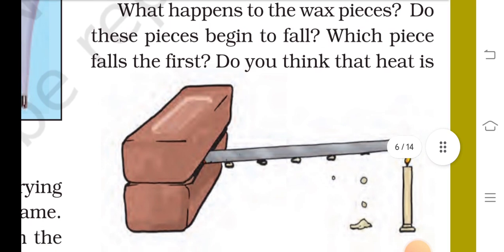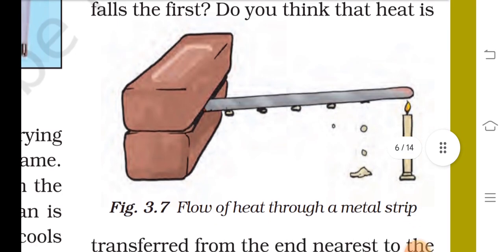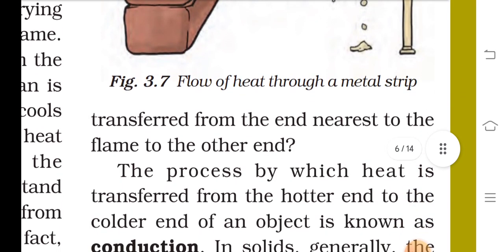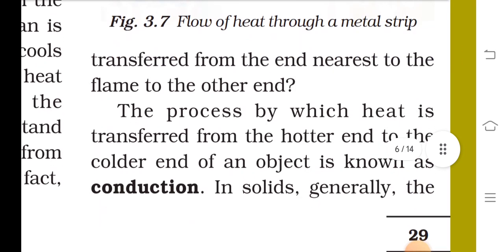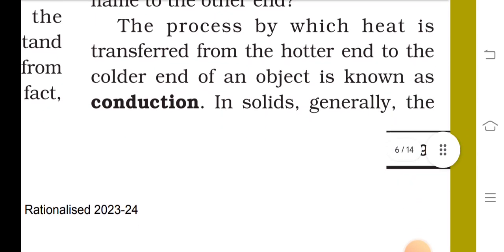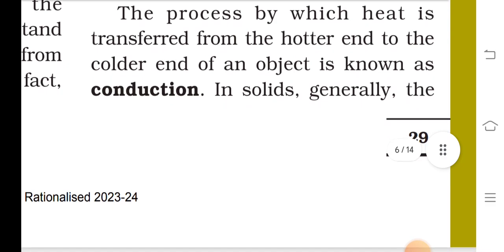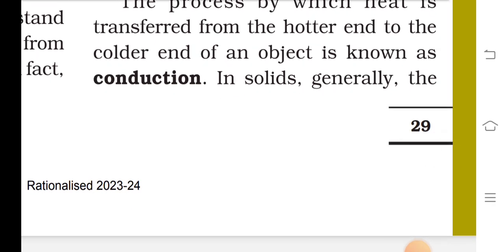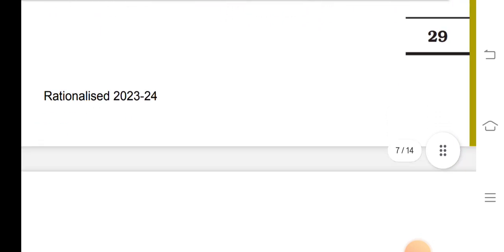Do these pieces begin to fall? Which piece falls first? Do you think that heat is transferred from the end nearby the flame to the other end? The process by which heat is transferred from the hotter end to the cooler end of an object is known as conduction. In solids, generally the heat is transferred by conduction.